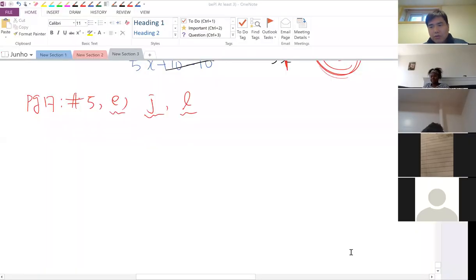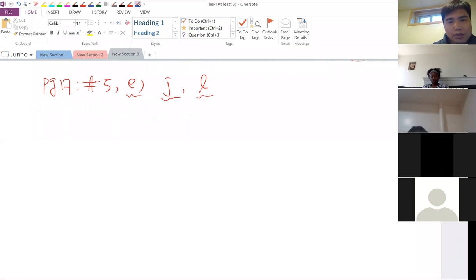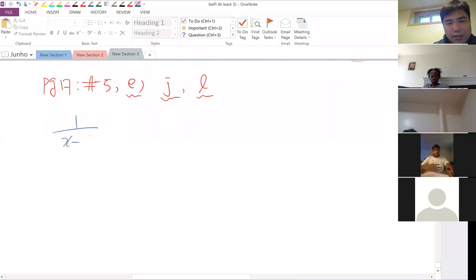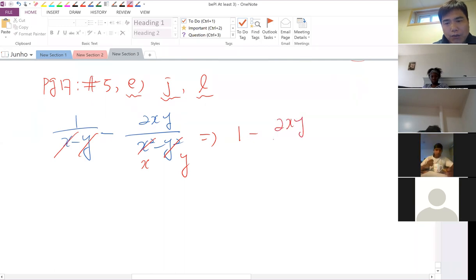So let's just go over the question together. I'm going to write what Mohammed just asked. What he did was 1 over x minus y minus 2xy over x squared minus y squared. Basically, he simplified like this. So this becomes 1 minus 2xy over x minus y, but as you see x and x, y, so that's why he got it like this.